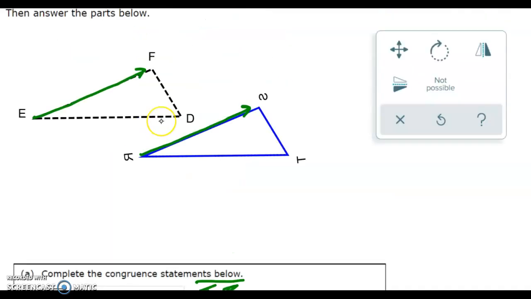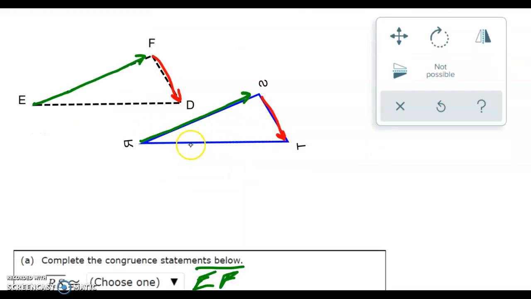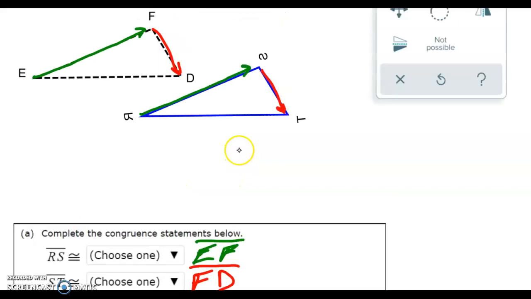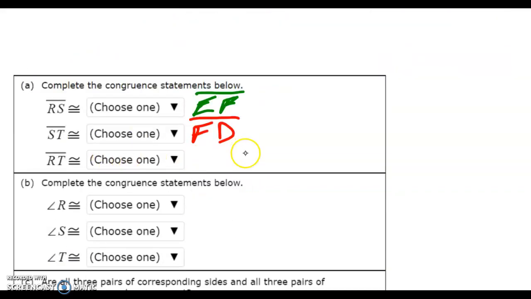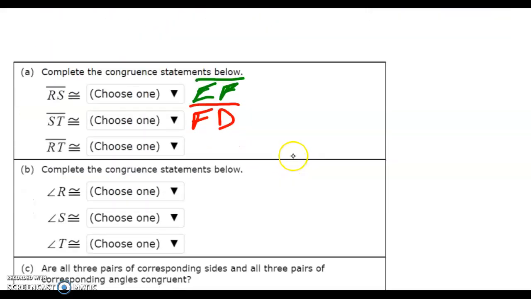And then ST, they're starting with S and naming it towards T. So we're going to say FD. So then the side FD is the next one. And then RT, side RT is congruent to what? So again, be careful now. They're saying RT starting at R, going to T. So we're going to start at E and go to D. So then RT is congruent to ED.